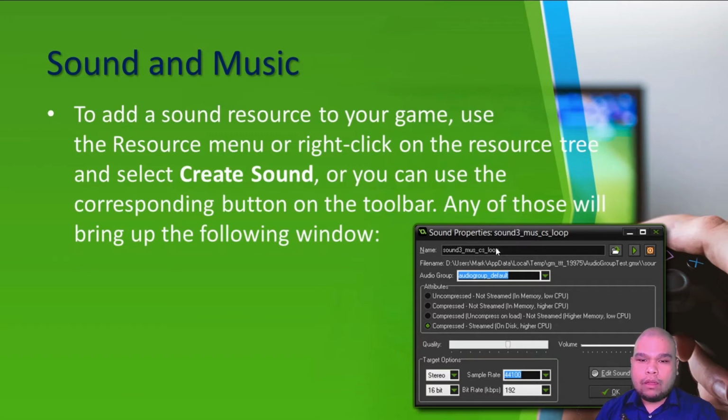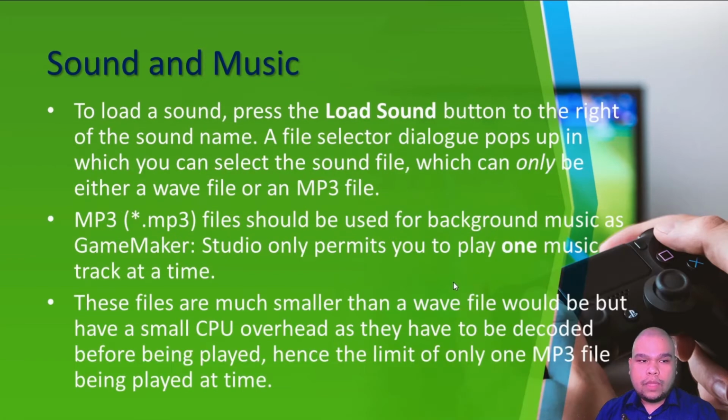We have the file name, the location of your file, then the attributes if you want to use an uncompressed audio or compressed audio. Then you can also set the target that you want your audio to be during the game. Do you want your game to be in stereo or in mono? You can define it here. Define the sample rate and the bit rate for your audio. Now to load the sound, press the sound load button to the right of the sound name.